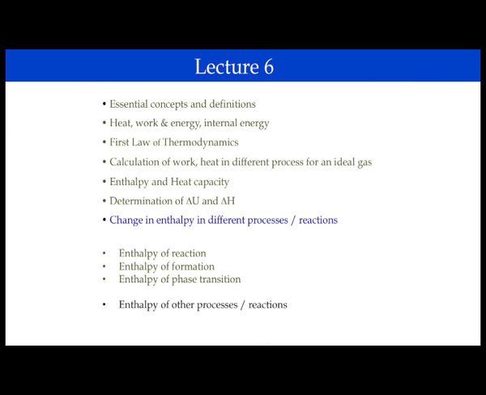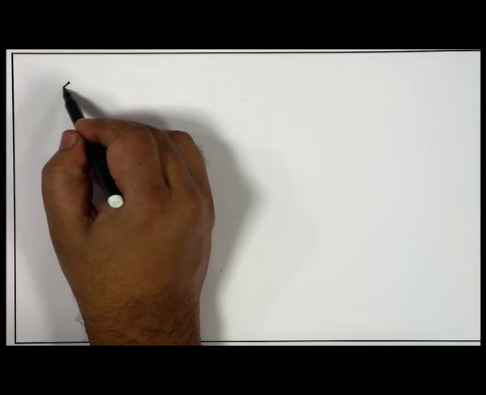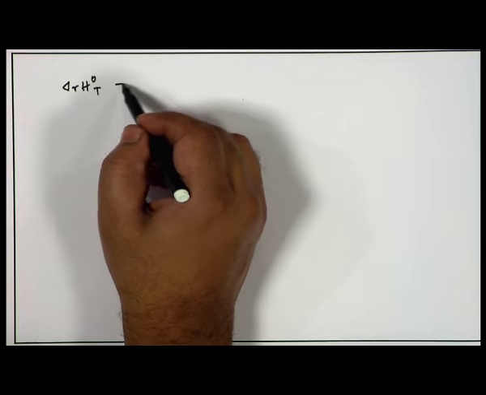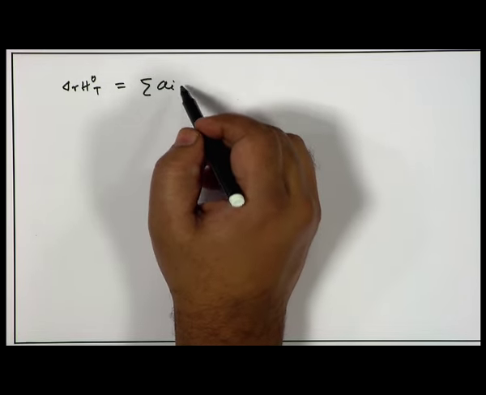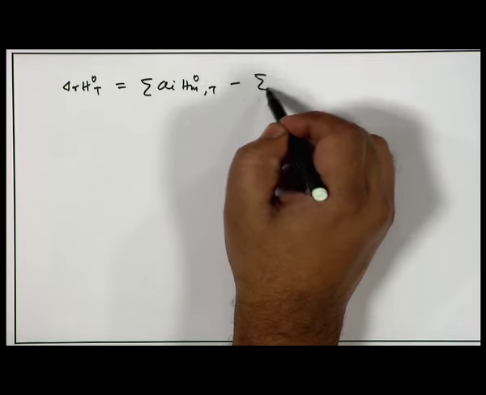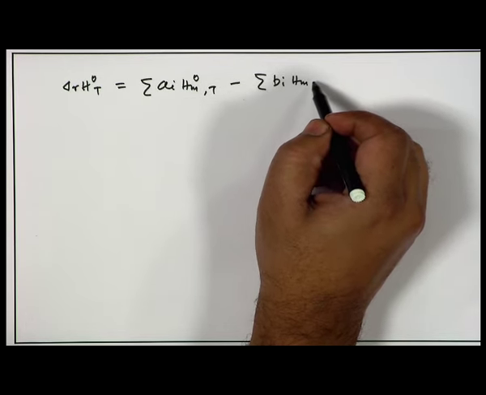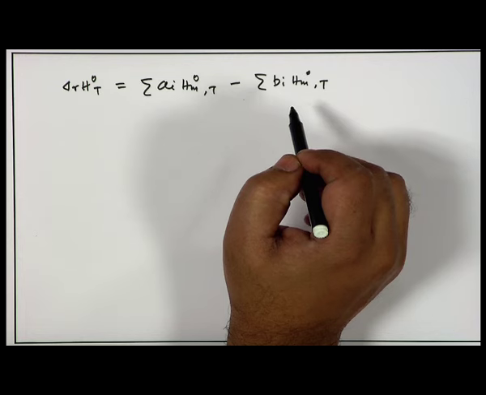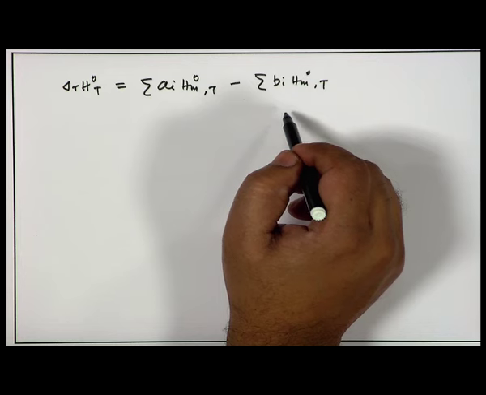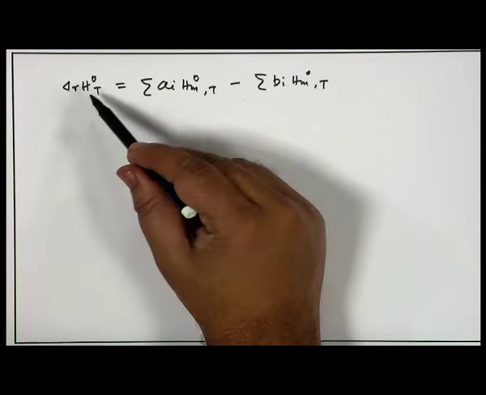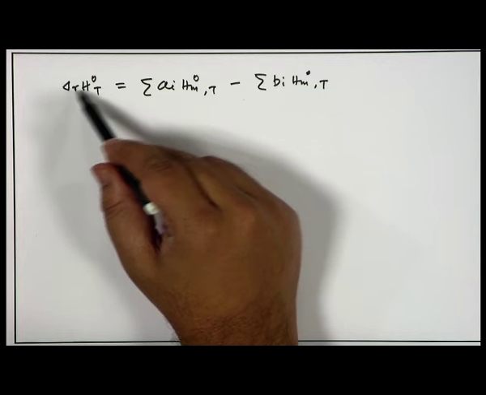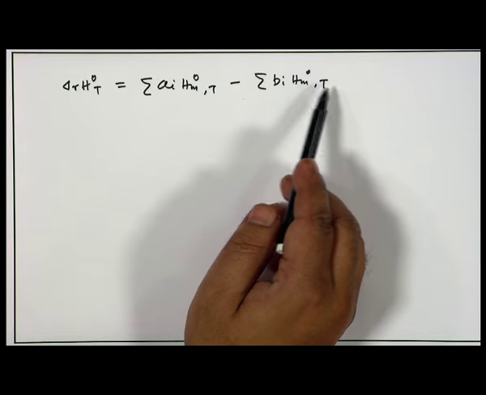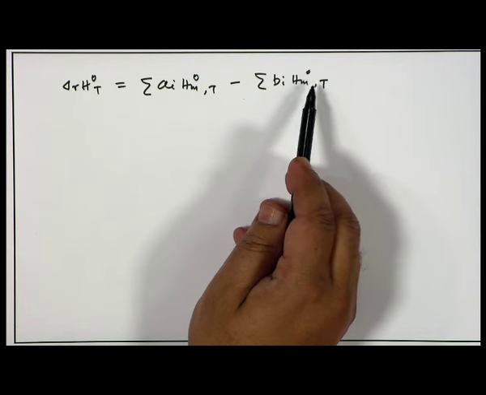processes and reactions. Just to recap what we studied about enthalpy of reaction, the enthalpy of reaction at a particular temperature T we write as the sum of a_i H_m for products minus the sum of b_i H_m for reactants. Here a_i and b_i are the stoichiometric coefficients for products and reactants respectively. The standard enthalpy of reaction, or standard heat of reaction, should generally be written at a particular temperature, but in case it is not written, we can assume it to be 25 degrees centigrade, which is a conventional temperature.